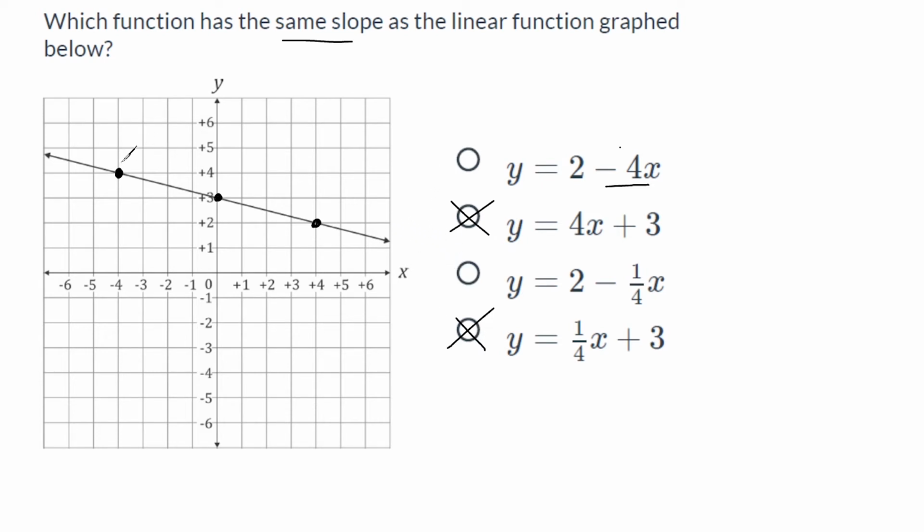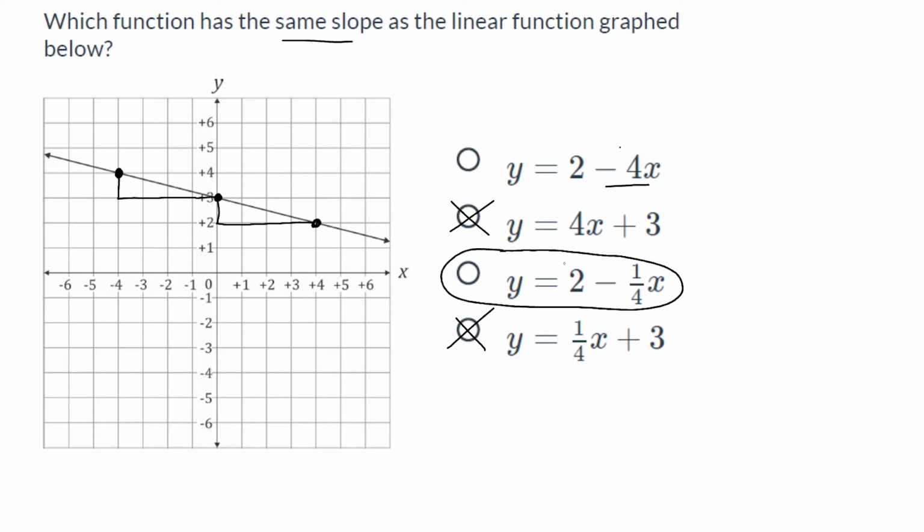Now, from this point, we can see that we would have to go down 1. And from this point, we would have to move over 1, 2, 3, 4. So we can see that the slope of this line is negative 1/4 because we go down 1 and over 4. And the equation with the slope of negative 1/4 would be this one right here.